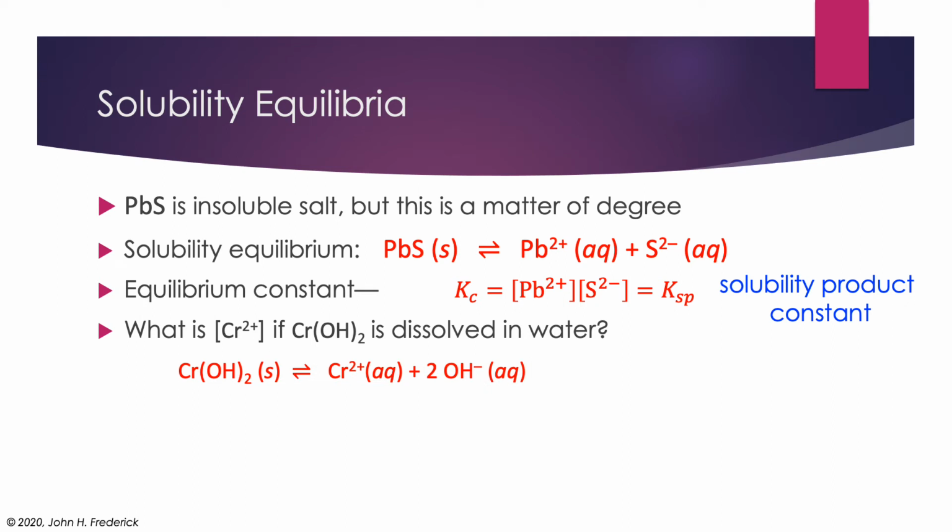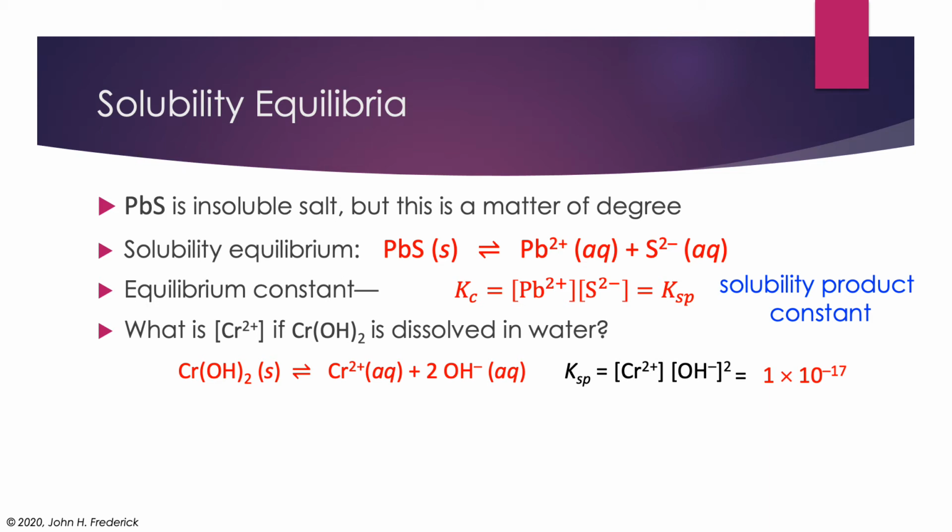So this is the solubility equilibrium that we have, and this would be the expression for the solubility product constant. Notice that it is the product of the two ions that are formed in solution. The hydroxide ion concentration is squared because it has a coefficient of 2 in the balanced chemical equation. Now it turns out that the solubility product constant for this is 1 times 10 to the minus 17.